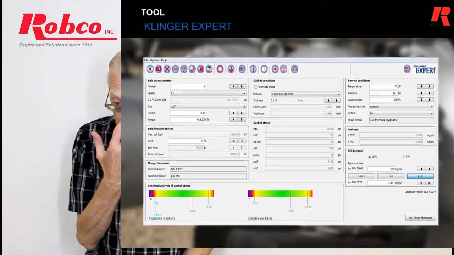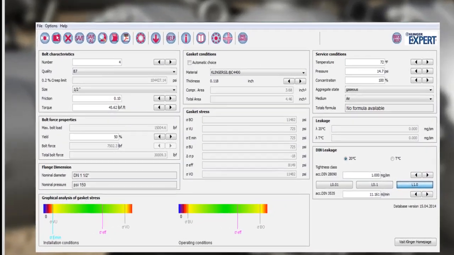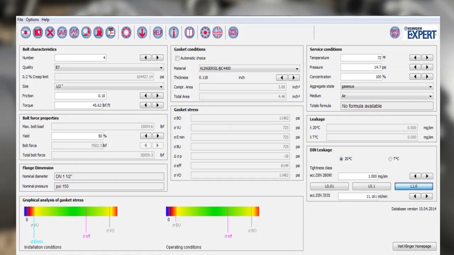This is Klinger Expert software. I have told it that I want to start with B7 bolts. I've told it as a default I want 50% yield. So when it does any calculations, it's going to start where I want it to be, so I don't have to keep typing in all the time. So in this case, we have 1.5 inches, 150. It's got 4 bolts. I've told it to be B7s.